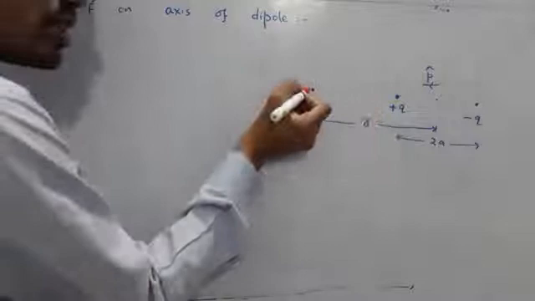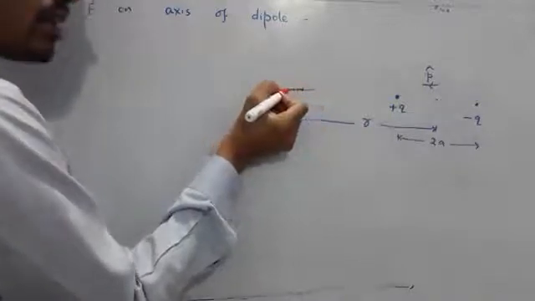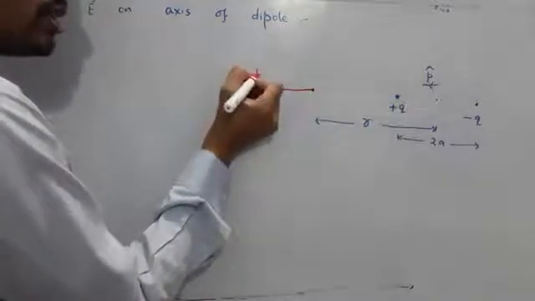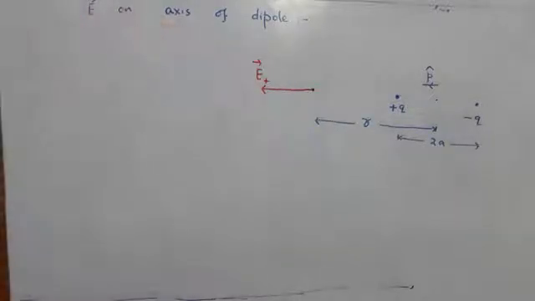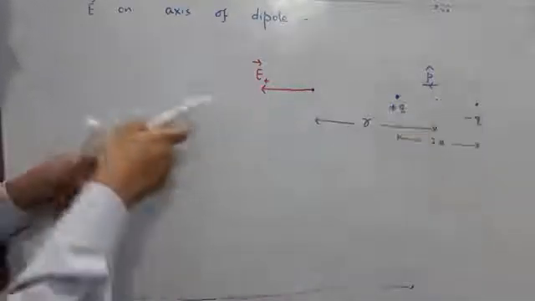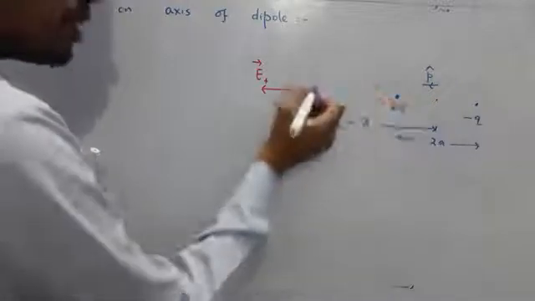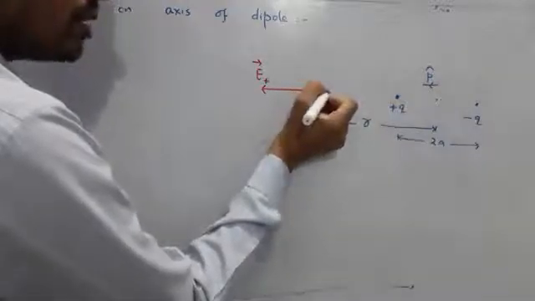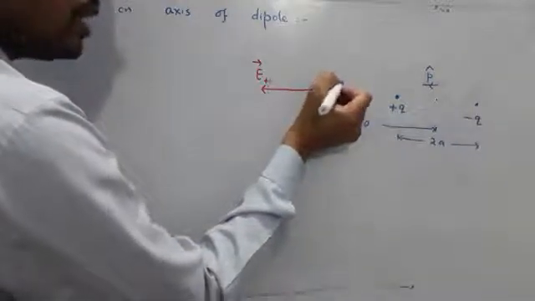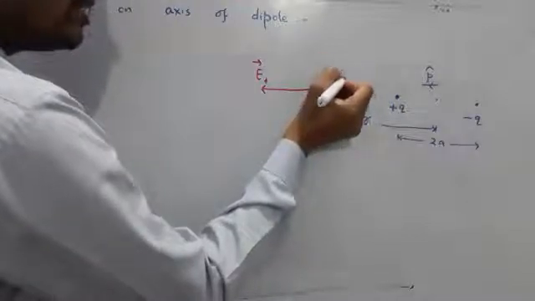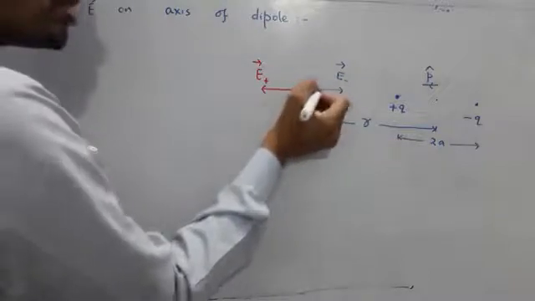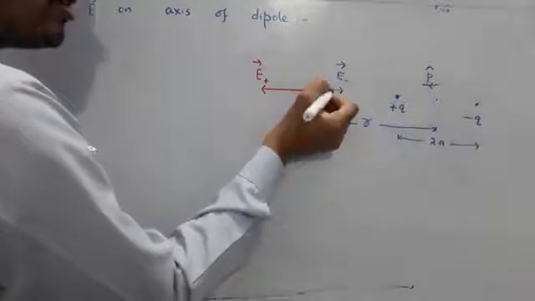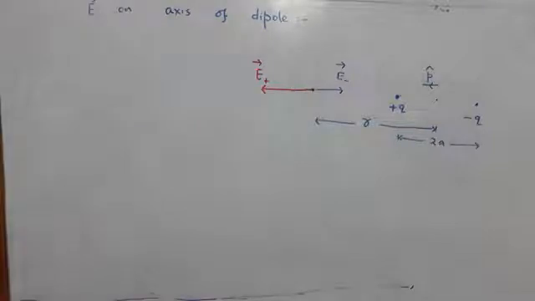Due to the positive charge, the electric field will be directed away from it like so. This we will call E plus vector. And due to the negative charge, the electric field will be directed towards it at this point. So due to minus q, at this point the electric field will be like so, and this we will write as E minus. That minus and this plus simply denote the electric field due to the plus q charge and the minus q charge.